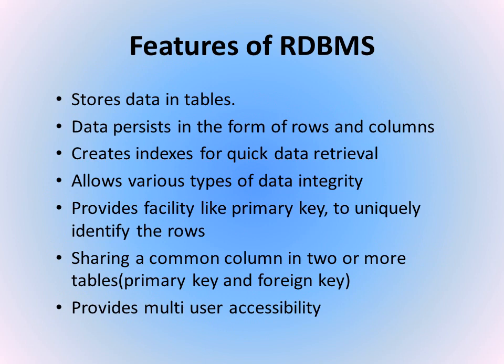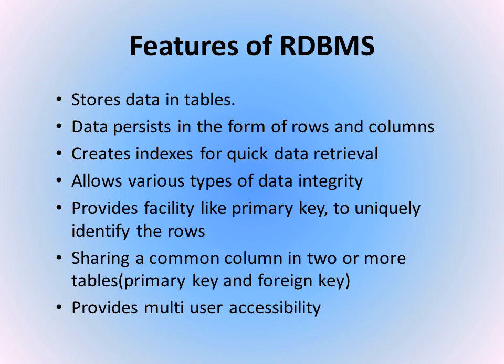Features of RDBMS. First, the data is stored in tables. The data persists in the form of rows and columns. It creates indexes for quick data retrieval. So what does this mean? An index in RDBMS is similar to the index at the end of a book, where topics are arranged in alphabetical order and the page number is written beside it, so that the topic is quickly and easily searched.